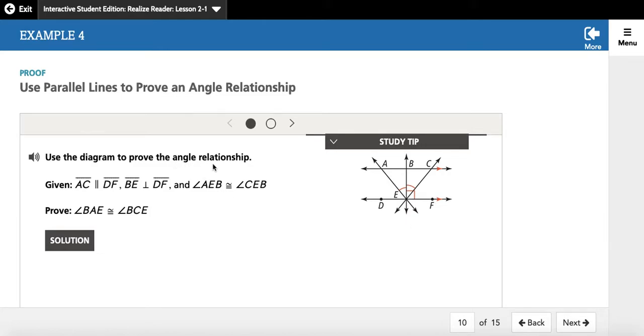They want us to prove the angle relationship that if we are given that segment AC is parallel to segment DF, and segment BE is perpendicular to segment DF, and the angle AEB, this one in here, is congruent to angle CEB. If all those things are true, we need to prove that angle BAE, which is up here, is congruent to BCE.